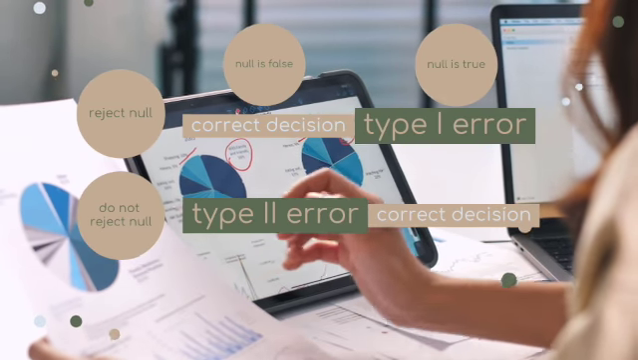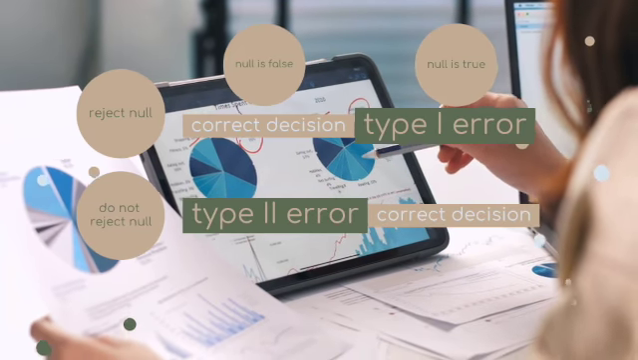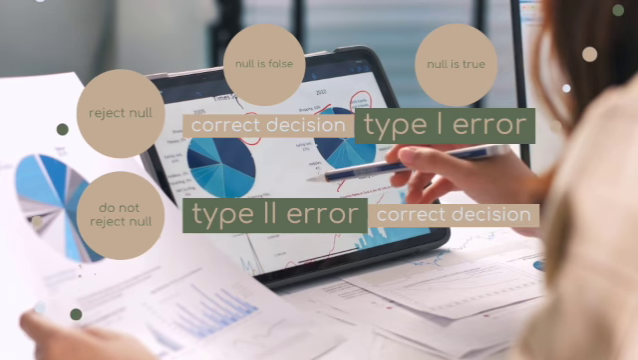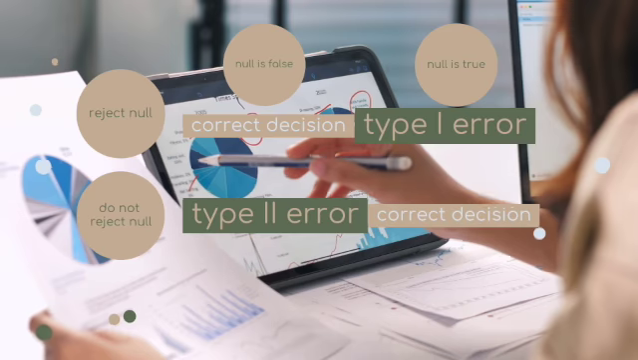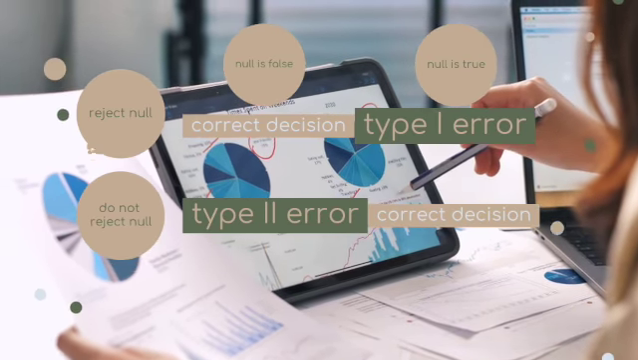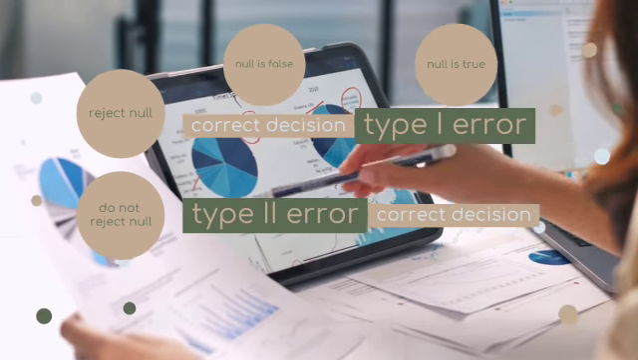If researchers reject the null hypothesis, but in reality the null is true, they have committed a type 1 error. If they do not reject the null hypothesis, but in reality the null is false, then they have committed a type 2 error. In general, it is best to avoid type 1 errors over type 2 errors.